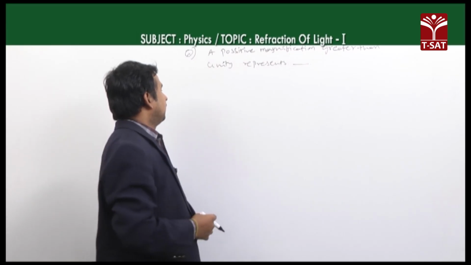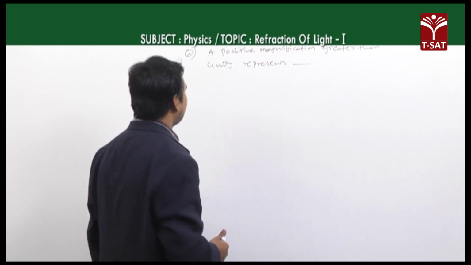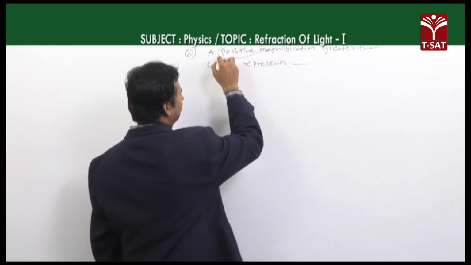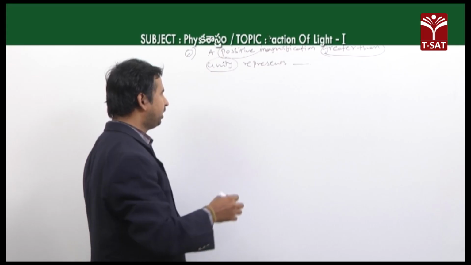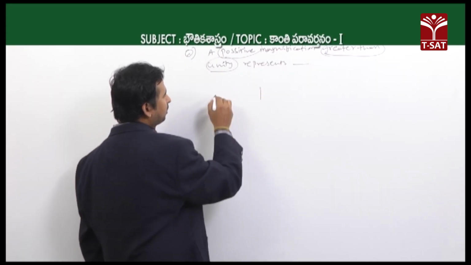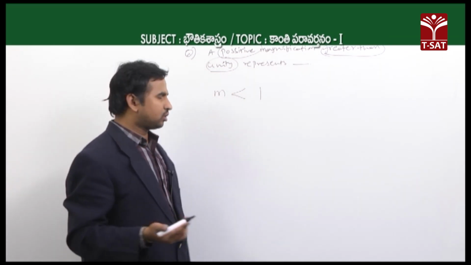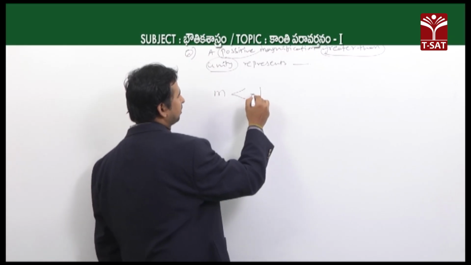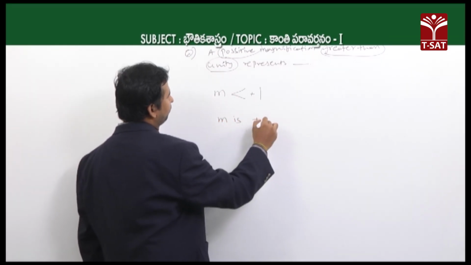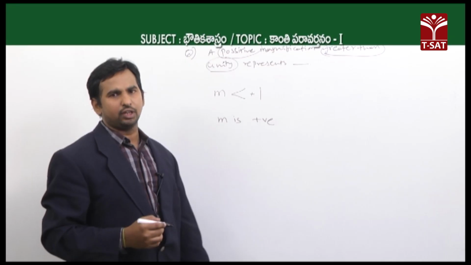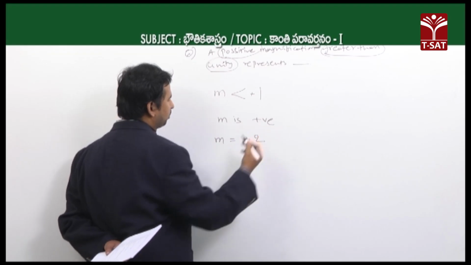Now, the next question: given that a positive magnification greater than unity represents, here mainly two things are there. One is that it is positive, and another is that it is greater than unity. Unity means 1, and the magnification formed here is greater than that unity, and it is positive. So we have to take that m value is positive and its value is more than 1. For example, m is equal to plus 2.